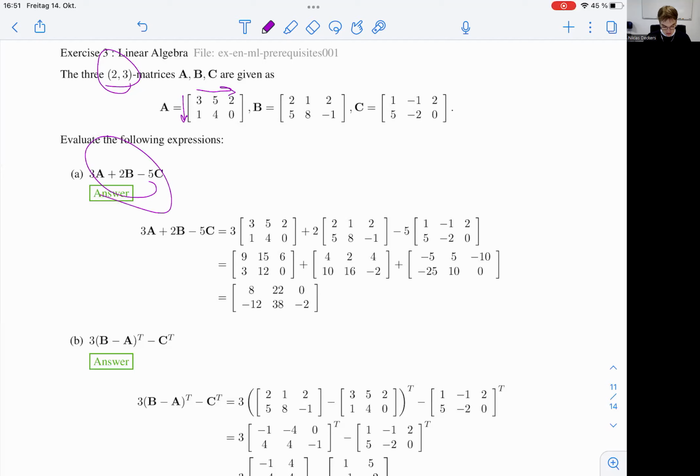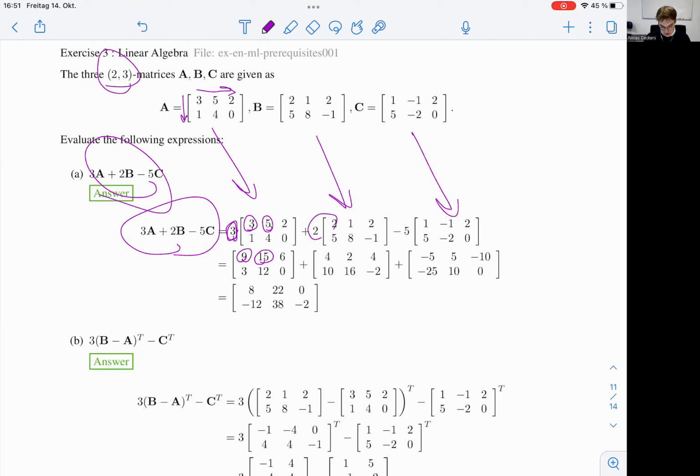So let's see what happens here. All those operations that we face in this expression are element-wise. So if we fill in what we have here, so this is A, this is B, this is C, then we can see that we're supposed to apply a multiplication here, but this multiplication is element-wise. So it's 3 times 3 equals 9, 3 times 5 equals 15, and so on.